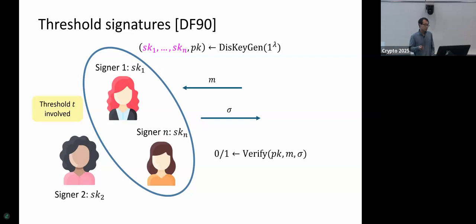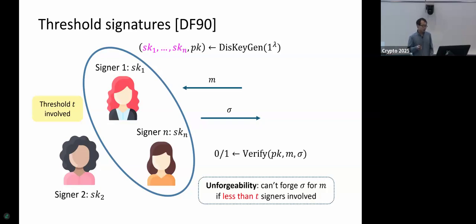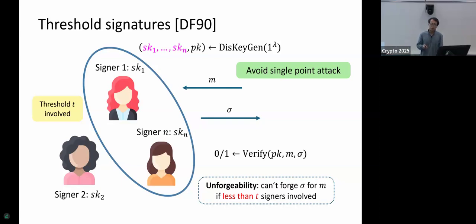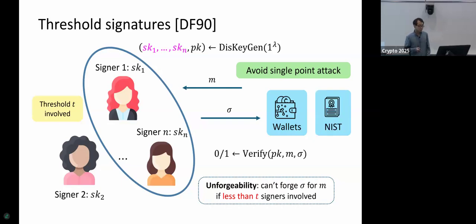And the basic security wants to guarantee that no one can forge the signature for a message if fewer than T signers are involved. So the main motivation of developing threshold signatures is to avoid a single point of attack. They have attracted great interest in industry, for example, for crypto wallets, and there's an ongoing standardization effort by NIST.